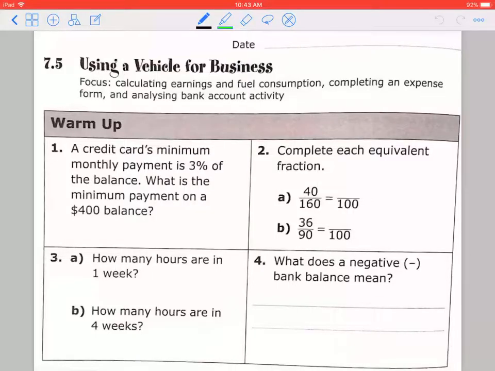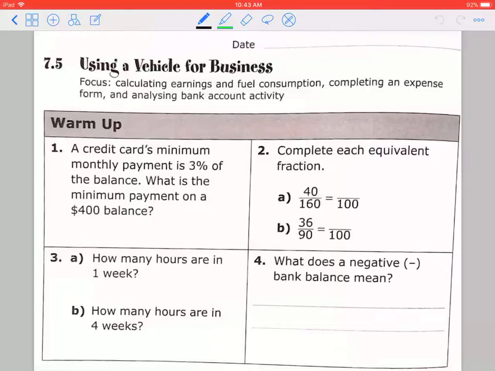Hi everyone, this is a video lesson for grade 11 math for work and everyday life. Let's take a look at 7.5, using a vehicle for business. The focus is on calculating earnings and fuel consumption, completing an expense form, and analyzing bank account activity.